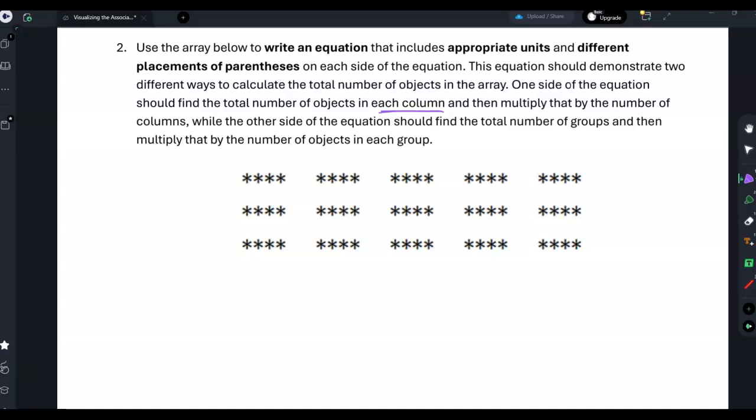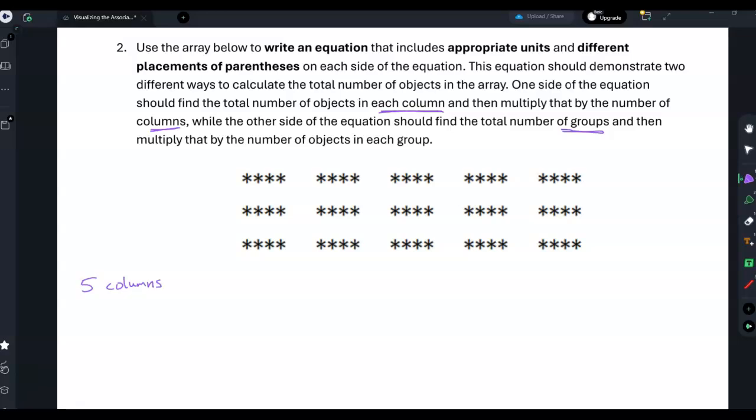And then multiply that by the number of columns. So then the other side of the equation should find the total number of groups, and then multiply that by the number of objects in each group, right? So I'm going to go ahead and just start with, since they mentioned columns, I'm going to go ahead and do that. So I know that there are 1, 2, 3, 4, 5 columns.